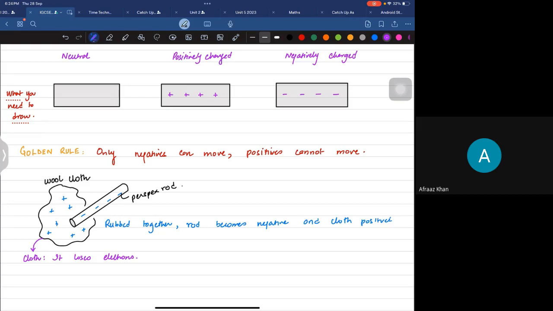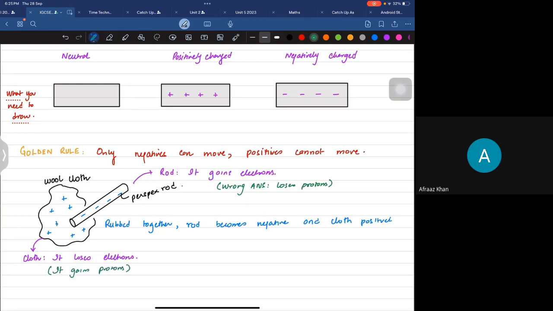And for the perspex rod, we are going to say it gains electrons. Now, what is the wrong answer in this? Let me write a wrong answer as well. If somebody says it loses protons, that's wrong. And if somebody said it gains protons, that's also wrong.